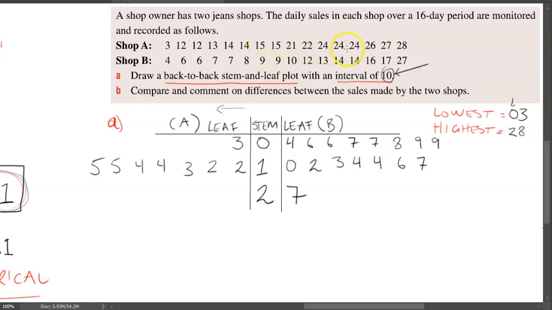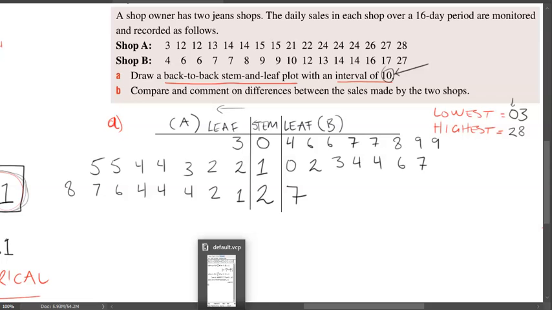21, 22, 24, 24. So the rest are all on the 2s. So 1, 2, 4, 4, 4, 6, 7, 8. And there's our back-to-back stem and leaf plot.